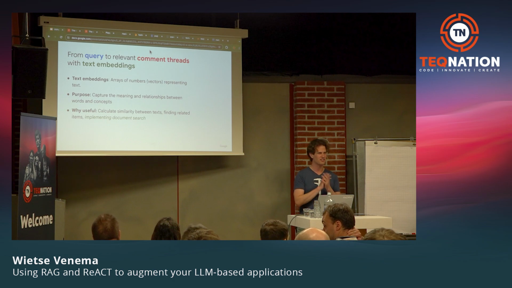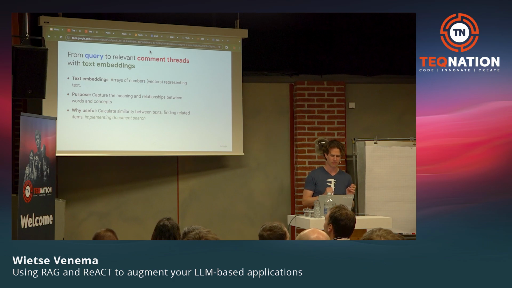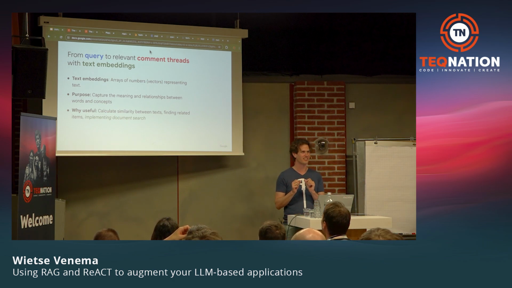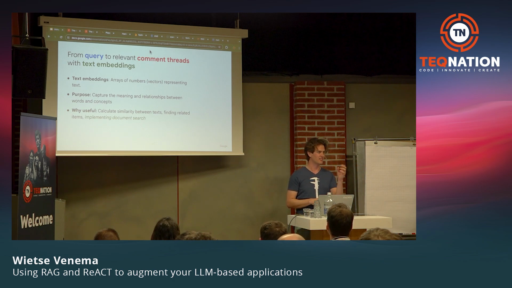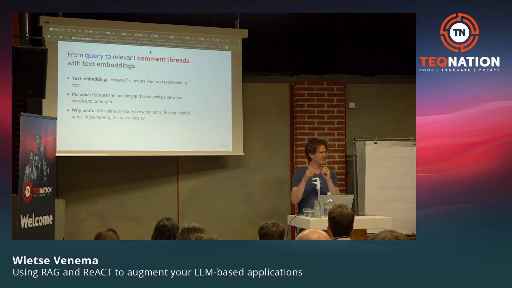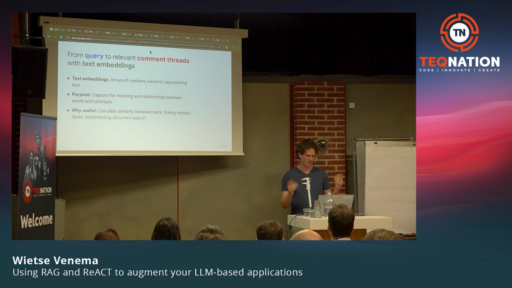Now, if that sounds a bit abstract, they are useful because you can use them to calculate the similarity between texts, like find related items, or implement document search. So I'll take my query and calculate the embedding. It's a vector, so I can calculate the distance of my query to all the documents I have, and I can get a list of documents that are very related to my query, which is exactly what I want.